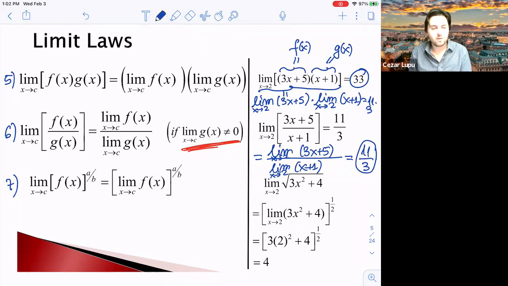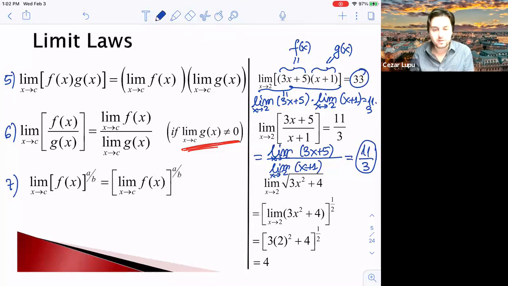And let's see, the seventh limit law is when we have the limit of a function f of x raised to some rational power. In other words, the limit as x approaches c of f of x, everything raised to the power a over b, that rational number, is the limit as x approaches c of f of x, everything raised to the power a over b. And as an example, just look at this one here.